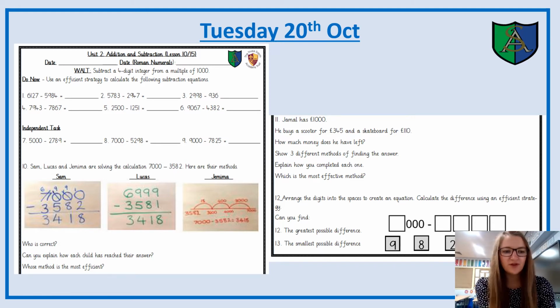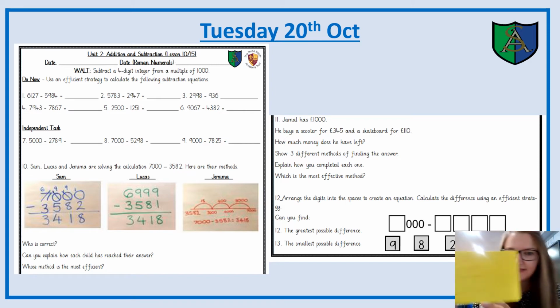Okay, for your independent task, today we're going to be looking at subtracting a 4-digit number from a multiple of 1,000 and thinking about efficiency. If I put number 7 into a column subtraction, I end up with a bit of a problem. I wonder if you can tell me what problem I face when I put that into a column subtraction.